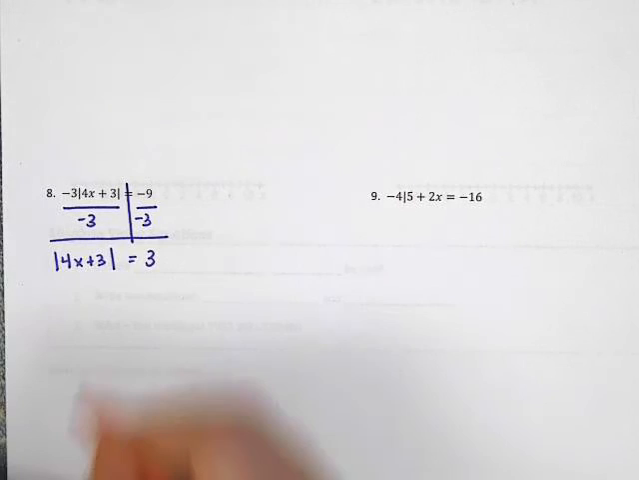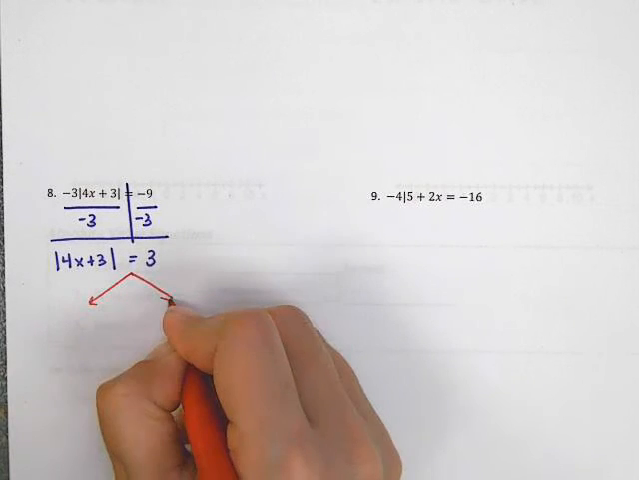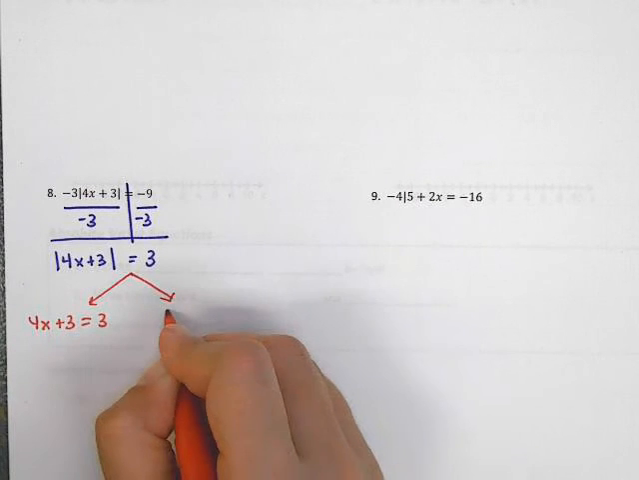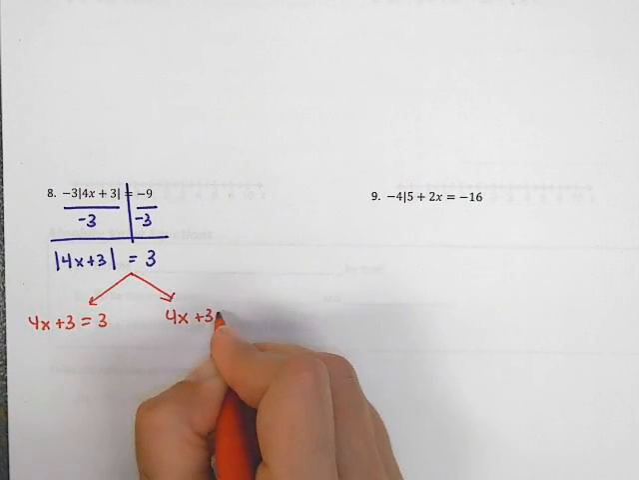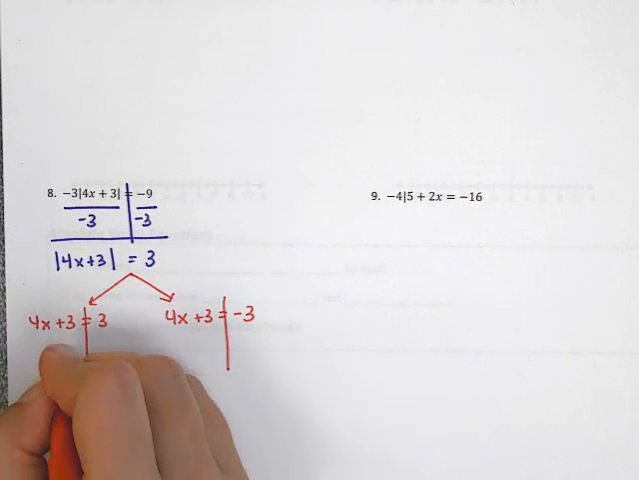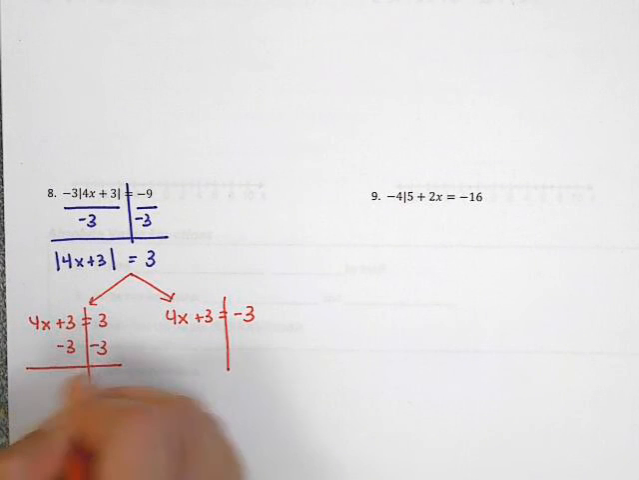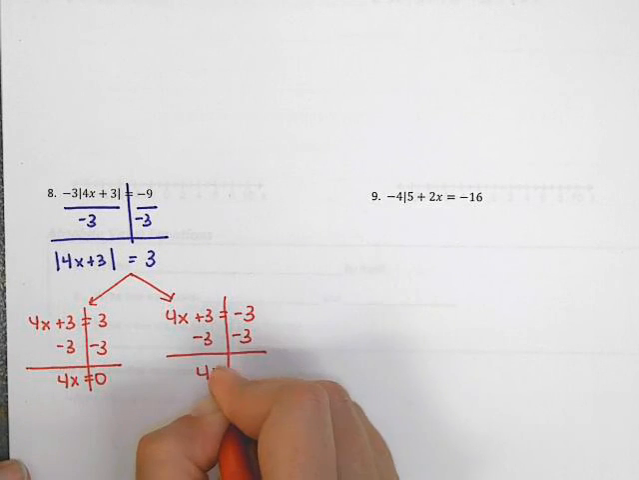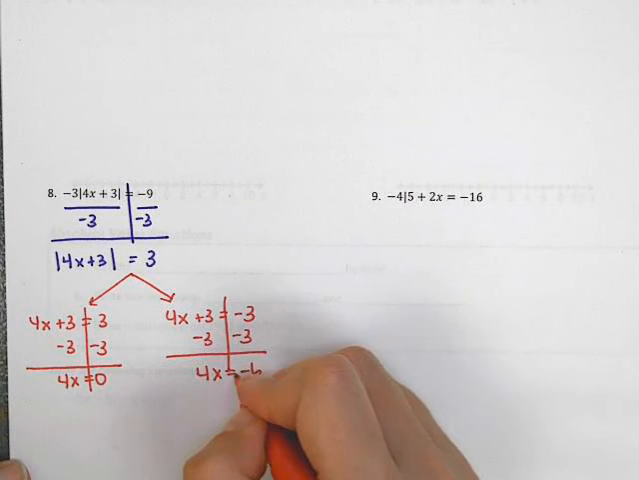So if I break this up and I make 2 equations, I get 4x plus 3 equals 3, 4x plus 3 equals negative 3. Now I'm going to subtract the 3 on both sides, so 4x equals 0. Subtract the 3 on both sides, so 4x equals negative 6.